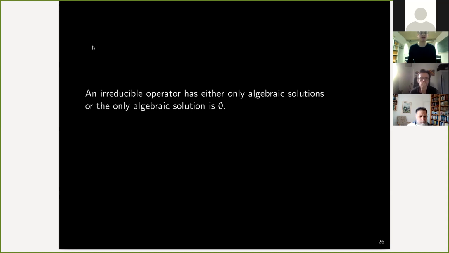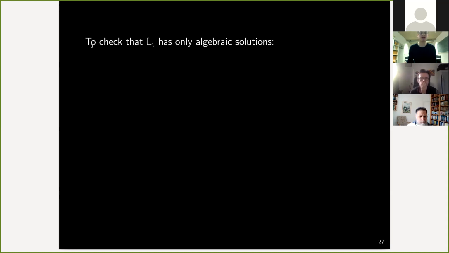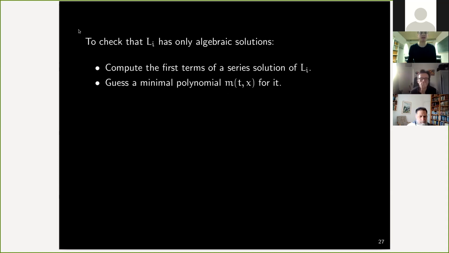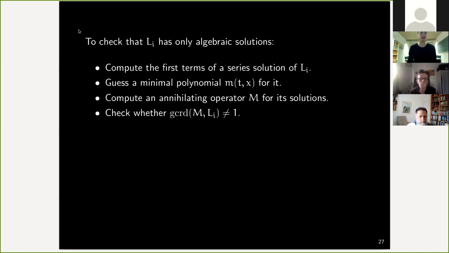Now, how can we show that it has only algebraic solutions? So what we did was we computed the first terms of a series solution of Li and then tried to guess a minimal polynomial for it. And if you can find one, you can derive an annihilating operator for its roots. And the next step is to compute the greatest common right divisor of this operator M and Li and check if it's equal to 1 or different from 1.